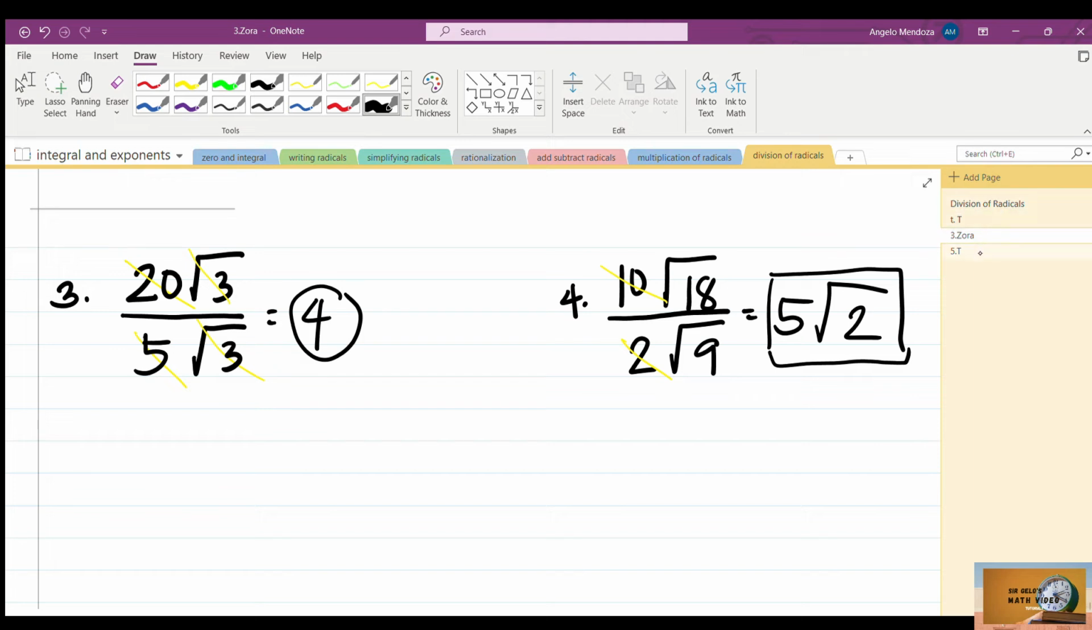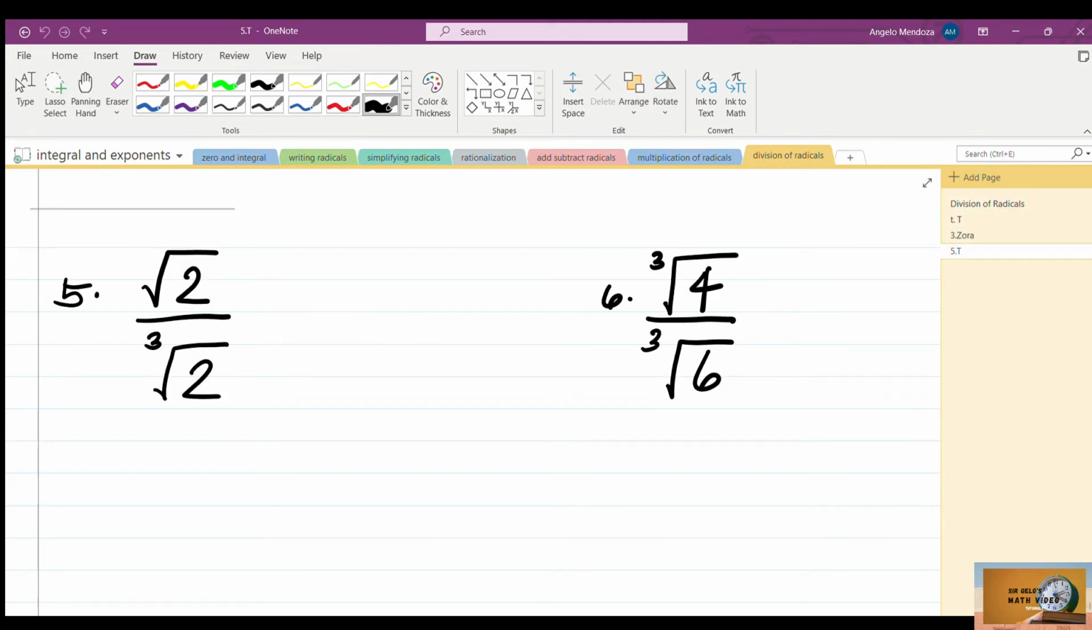Okay, then numbers 5 and 6, you will see here that for number 5 we have the same radical but different index. Okay, then for number 6 you have the same index but different radical. Okay, so let us try to answer number 5.